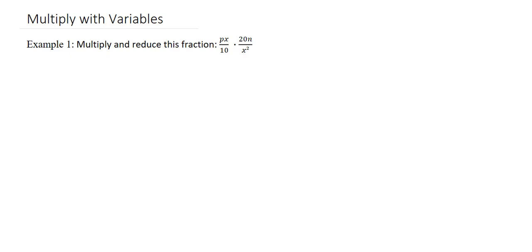Multiply with variables. Example 1. Multiply and reduce this fraction. So we have px over 10 multiplied by 20n over x squared. So let's go ahead and rewrite this.